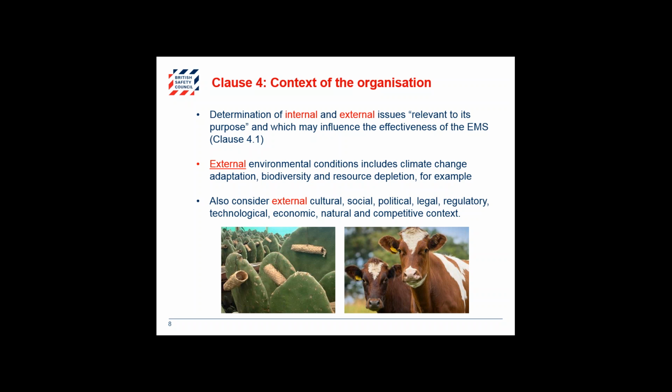So the external conditions that perhaps could affect the delivery of environmental performance improvement could, for example, include a changing environment. On the slide there you see reference to climate change. Could be issues to do with biodiversity, resource depletion, water scarcity, energy scarcity in this context as well. So these are external factors that we need to consider now as part of our environmental management system.